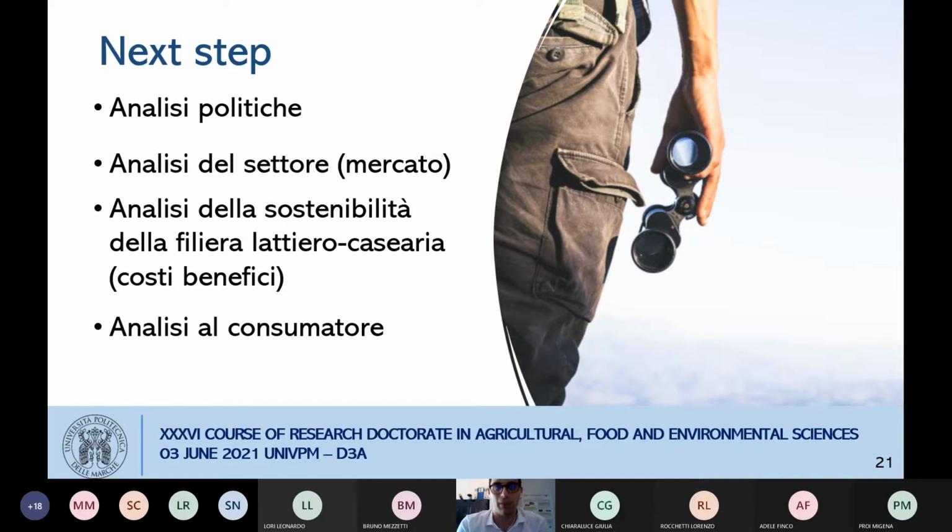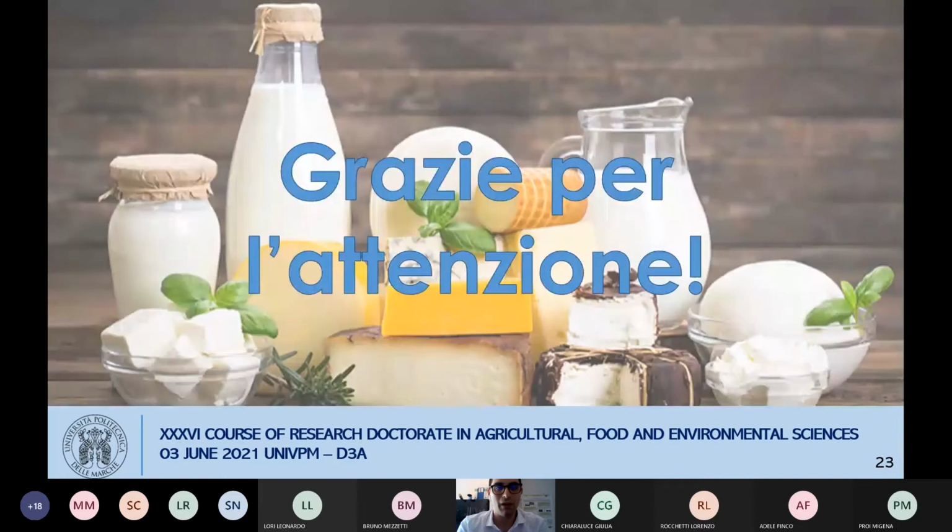e quindi magari andare a effettuare un'analisi costi-benefici, ed infine andare a effettuare un'analisi al consumatore, per andare a vedere se effettivamente le produzioni di montagna riescono a soddisfare la domanda del consumatore e quindi se possono avere futuri sbocchi nel mercato. Questa è la mia bibliografia, grazie per l'attenzione.